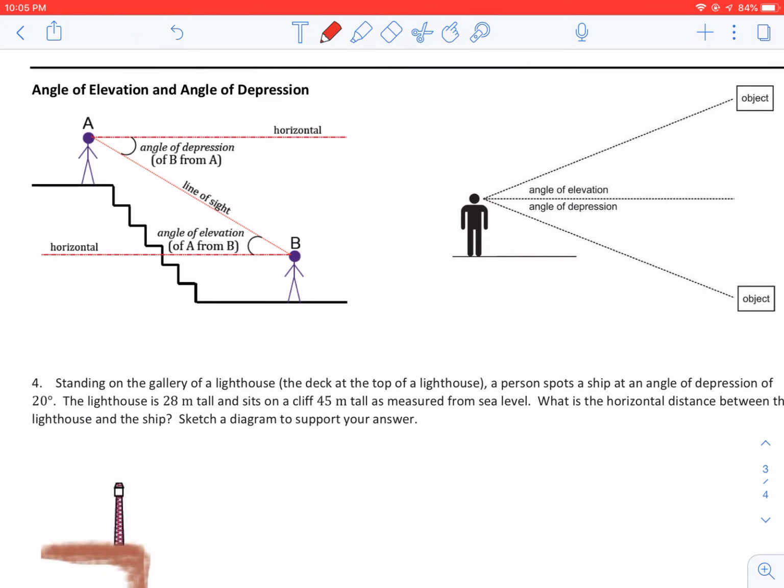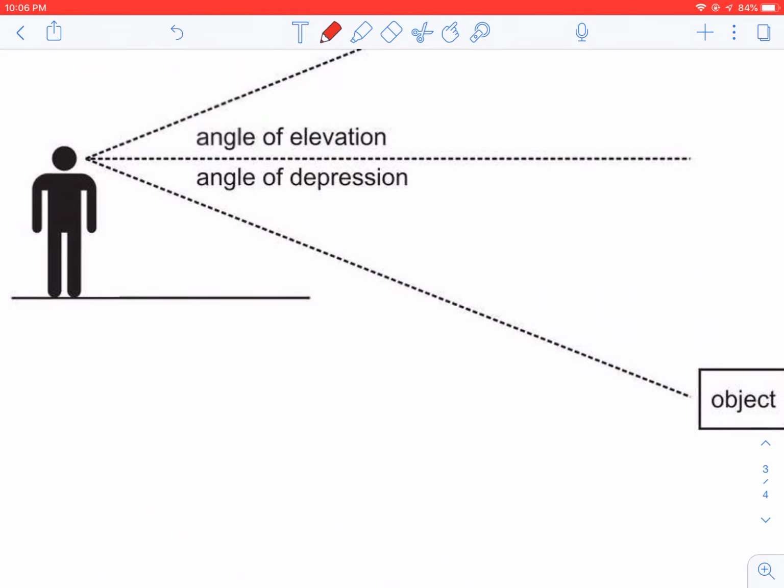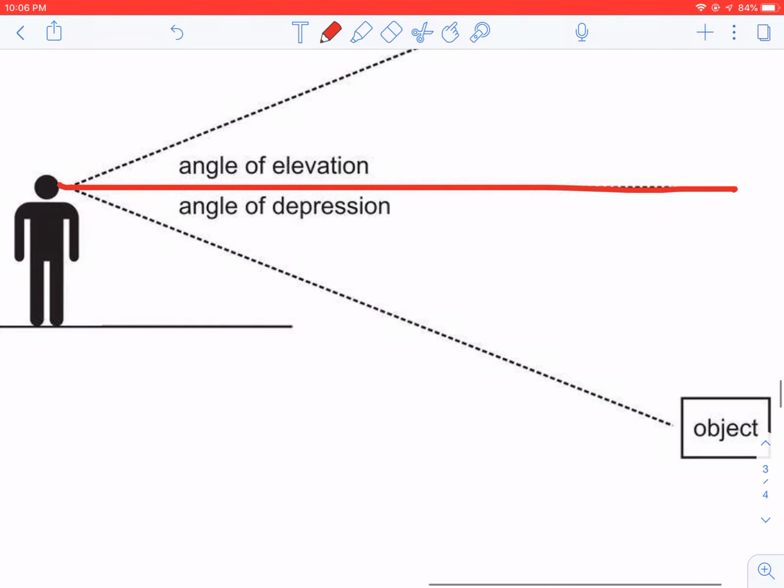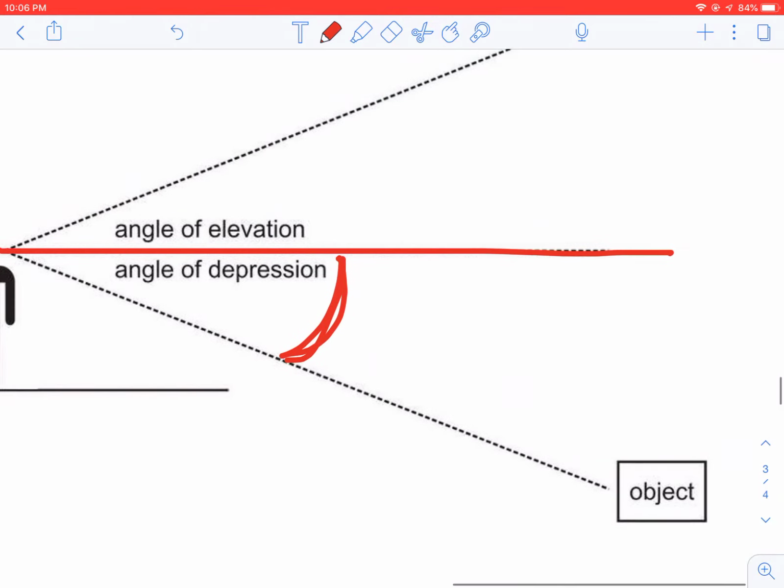So lastly, same kind of problems, but sometimes they will throw in this vocab, angle of elevation or angle of depression. If you're looking down at something, that is the angle of depression from a horizontal. So that's your line of sight if you're looking straight forward. If you're looking down at something, this angle here is your angle of depression.